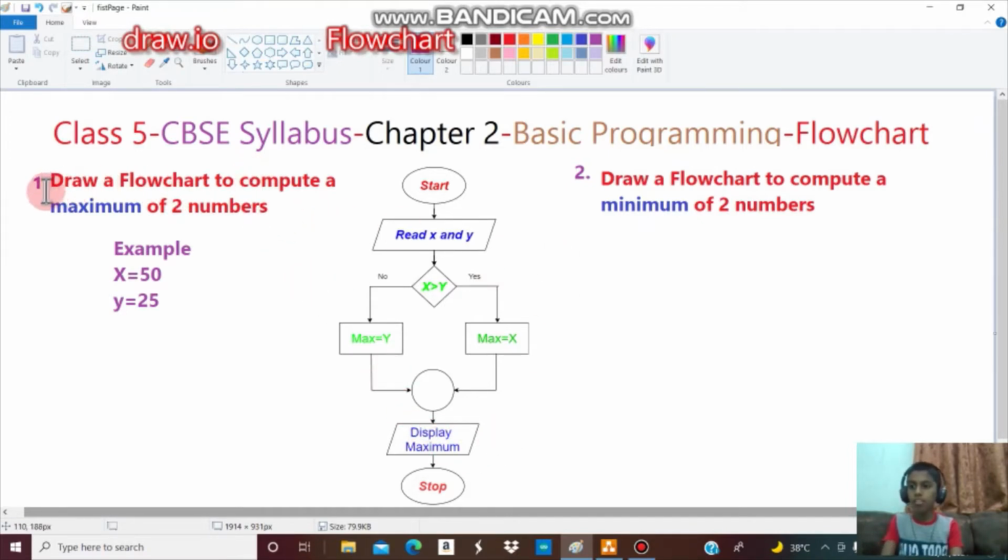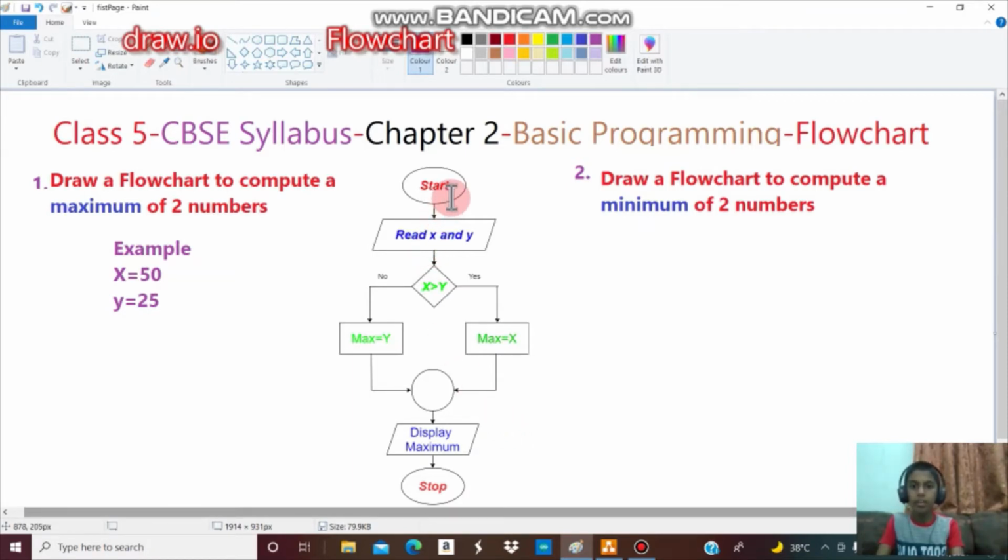So, first step, draw a flowchart to compute a maximum of 2 numbers. I already did that. Now maximum. I need to draw a flowchart to compute a maximum of 2 numbers. This is the maximum of 2 numbers. This is the first step. I already did it.